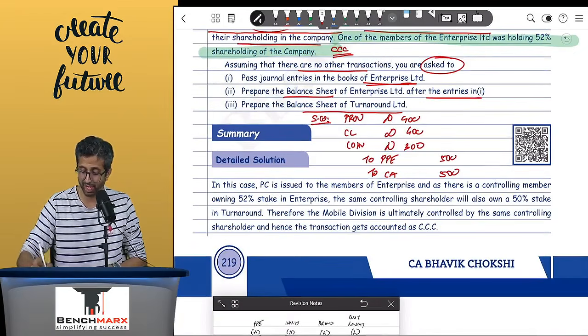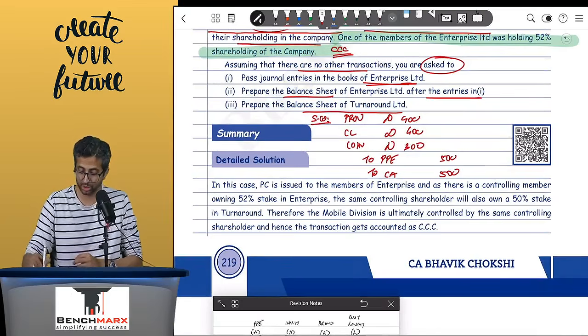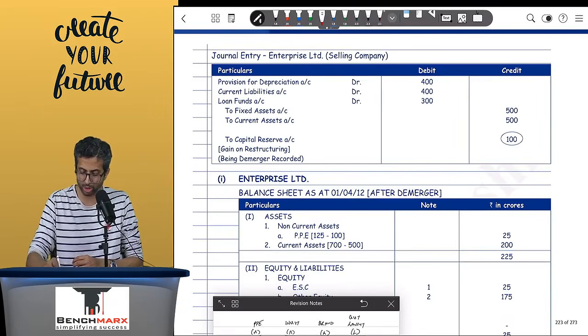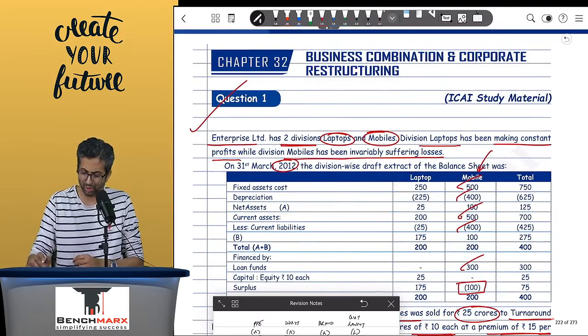This will be 500. Will you de-recognize the reserves? No. And hence if there is a balancing figure over here, we will say that this is 1100 and let's say this is 100, and this will be called capital reserve. This will be called gain on restructuring. As you can see over here, this is a balancing figure of capital reserve, gain on restructuring, worth 100 rupees.